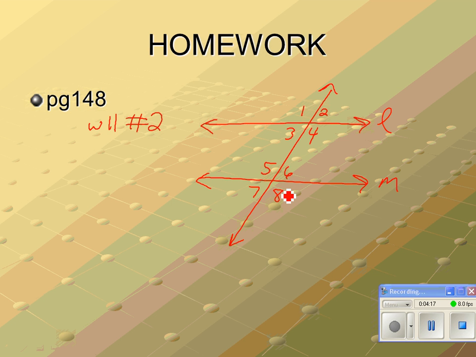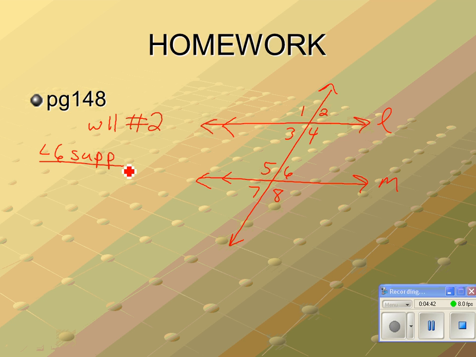They say which numbered angles are supplementary to angle 6 if L and M are parallel. So we know that these two lines are parallel to each other. And we want all the angles that are supplementary to angle 6. So the easiest one is which one?